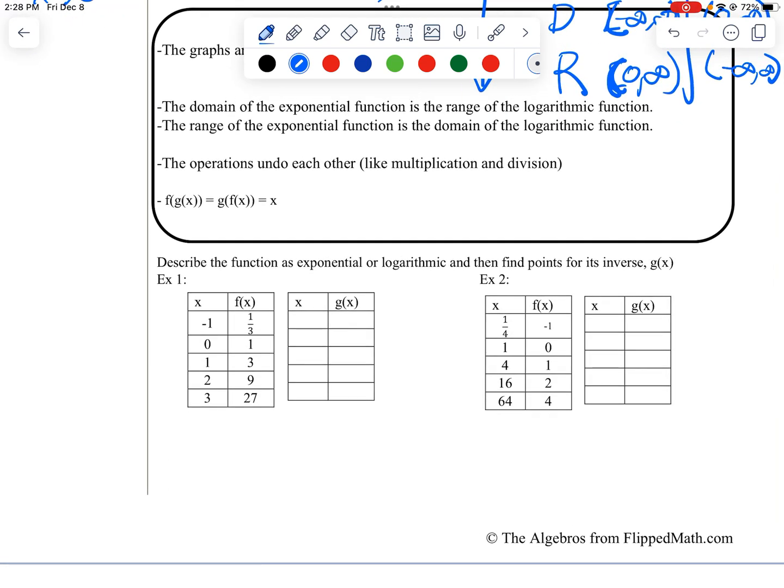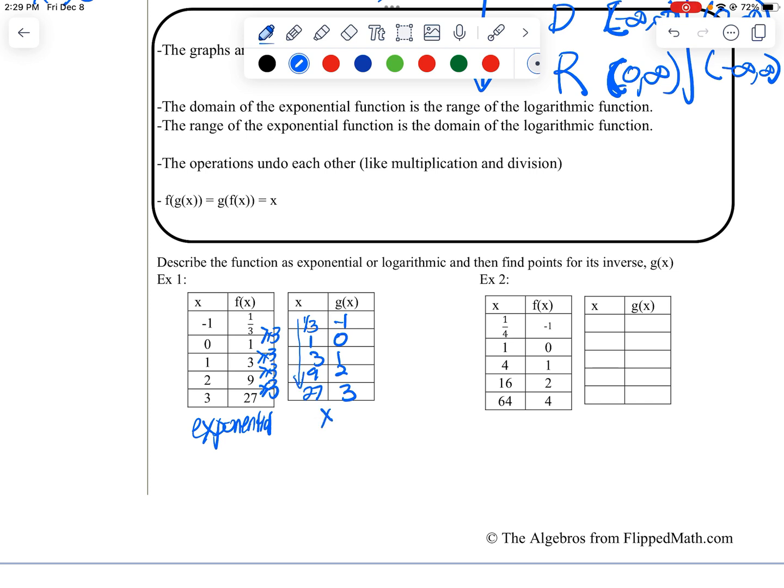If we look at our output values, they're going up by 3. So this has to be exponential. Well, what happens on our inverse? Okay, so we got 1/3 and -1, 1 and 0, 3 and 1, 9 and 2, 27 and 3. So now it's the opposite. Our x values are multiples of 3.